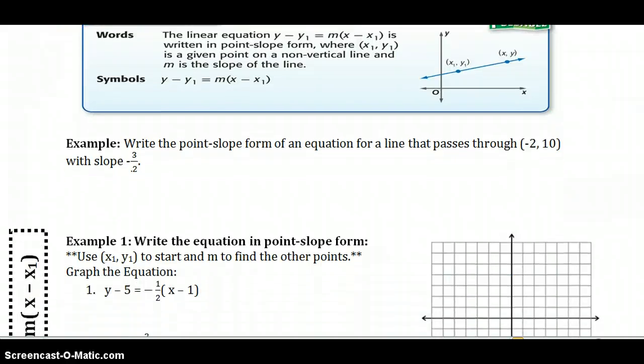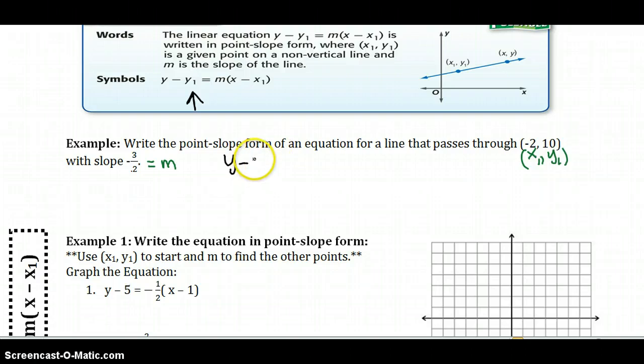But our first example says to write the point slope form of an equation for a line that passes through (-2, 10). That's our x and our y, and it's the only point they're going to give me, so it's the first point they gave me, and it has a slope of -3/2, so that's our slope, m. So the equation says y minus y sub 1, my y sub 1 here is 10.